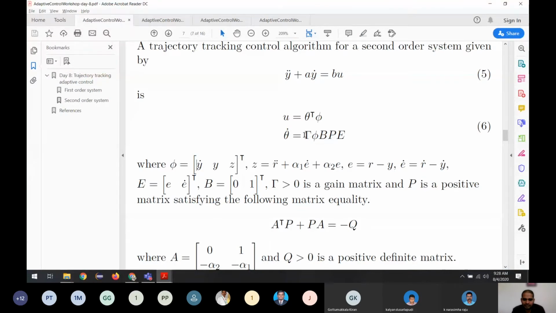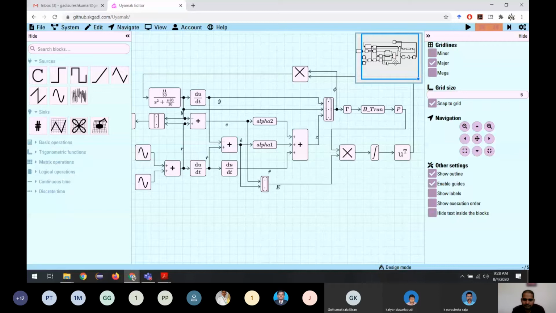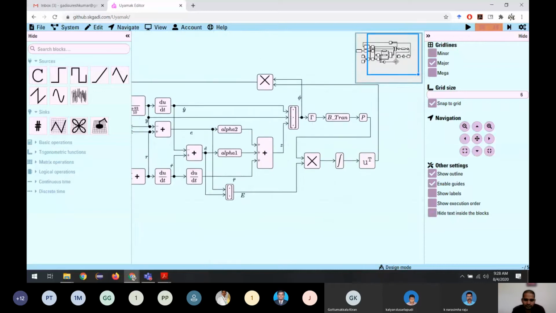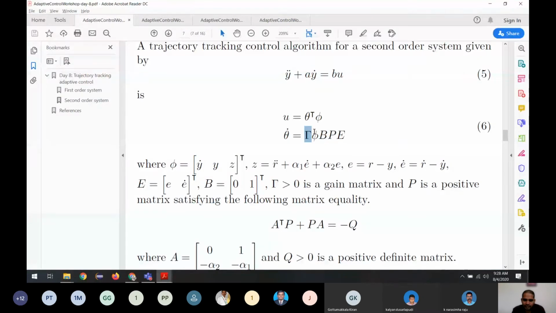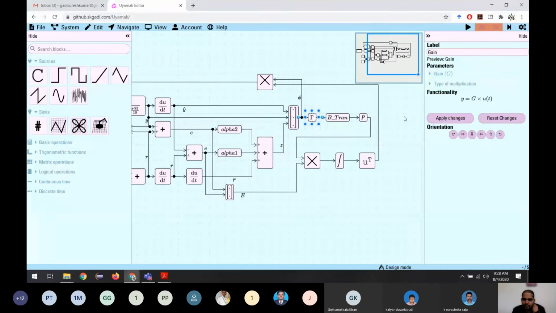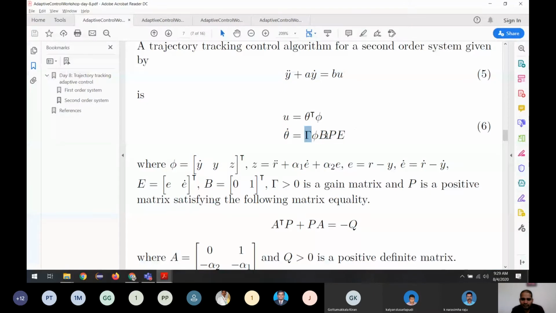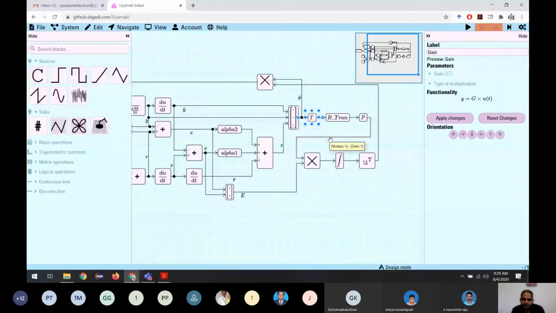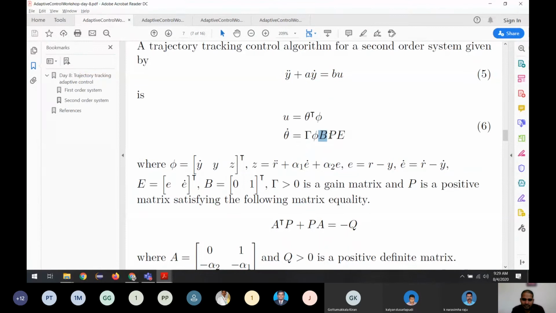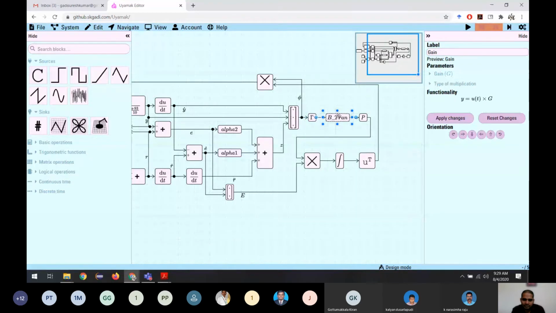So let us calculate theta. Theta is gamma times phi. So we are multiplying gamma to the phi. But where do we multiply? We multiply before the phi. The gamma comes before. Then we multiply the B. It's actually B transpose. It's not B, it is B transpose. I made a mistake. So the B transpose is here.